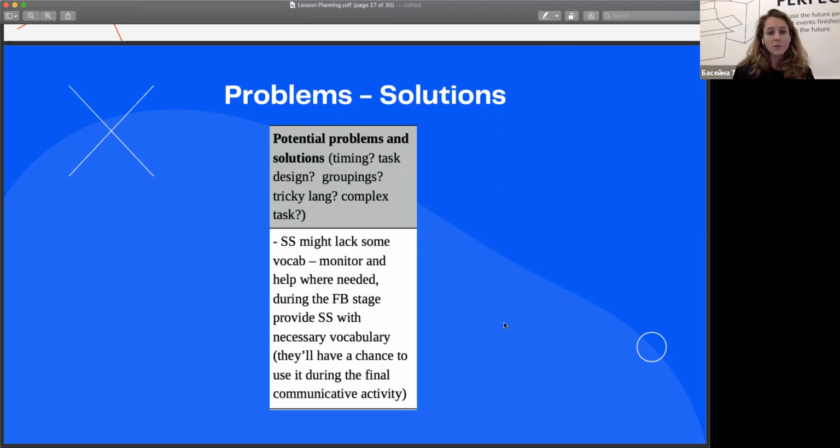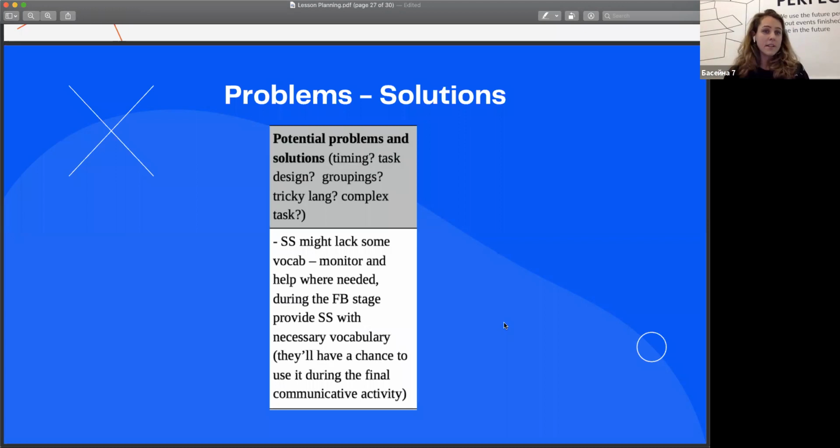They might not have enough vocabulary. My solution will be to monitor, note down what vocabulary they were lacking, and then as feedback, put it on the board, because they will need it at the end of the class for the communicative activity, so they will have it in front of them.